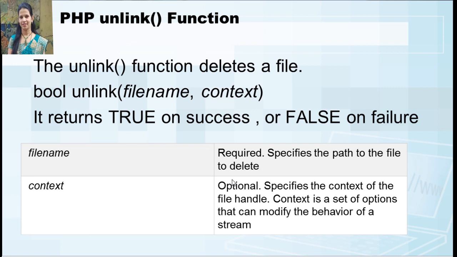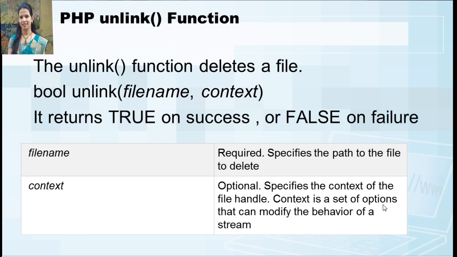You can use the unlink function. What is the unlink function for? To delete a file. You just write unlink and your file name to delete your file. If it is successful, it will return true. Otherwise, it will return false. You need to pass the file name first; it is compulsory. Specify the path to the file to delete. The context is optional; you can specify the context of the file handle.